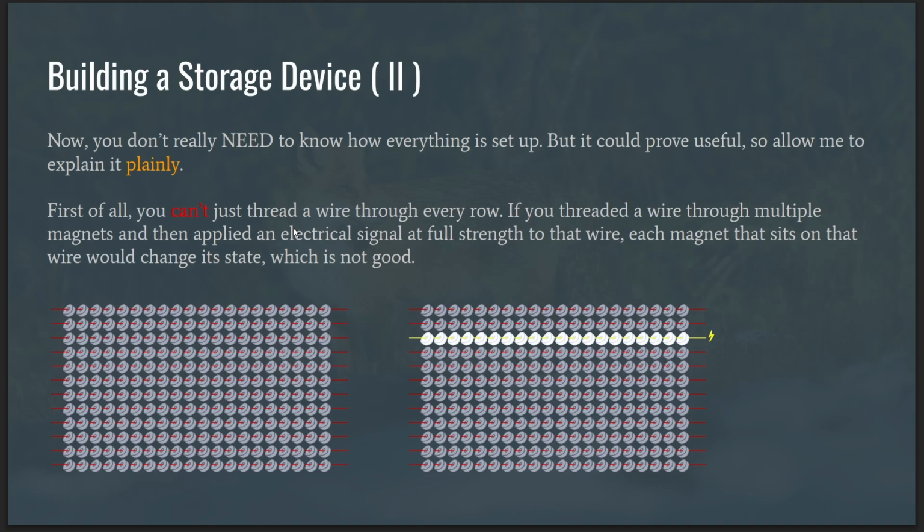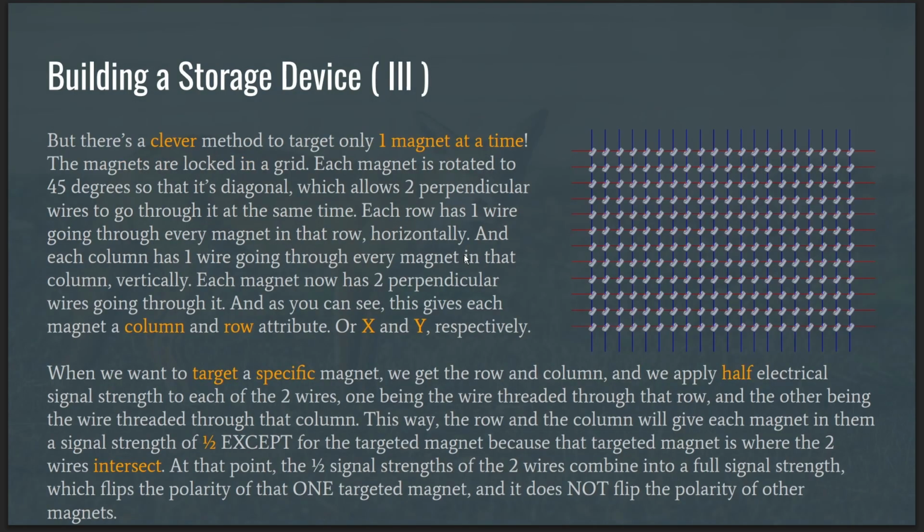First of all, you can't just thread a wire through every row. If you threaded a wire through multiple magnets in a row, and then applied an electrical signal at full strength to the wire, each magnet that sits on that wire would change its state, which is not good. The same would happen vertically. It's a clever method to target only one magnet at a time.